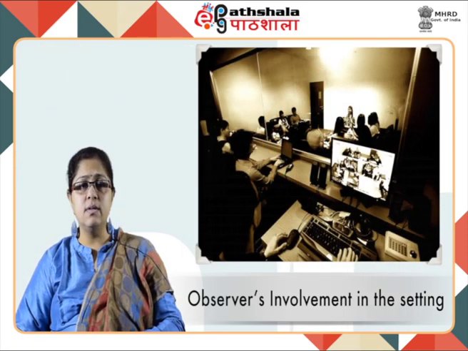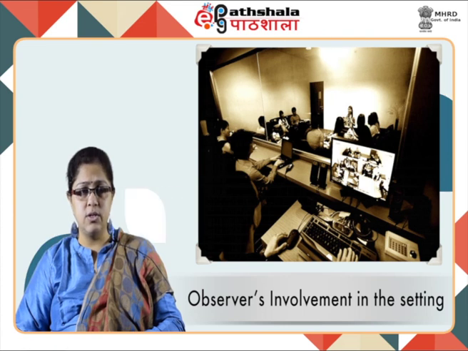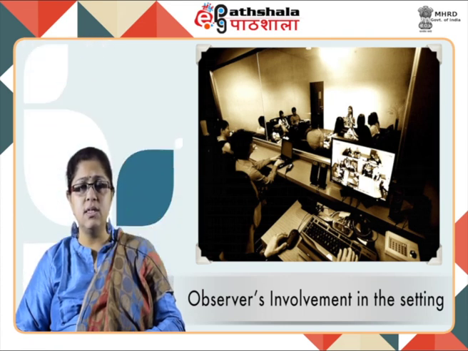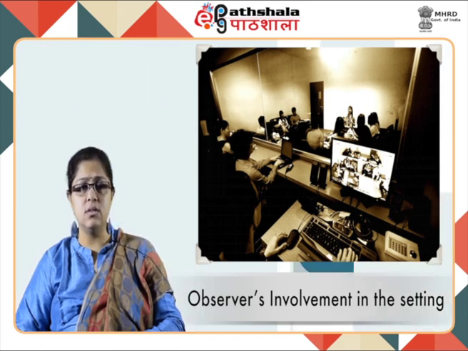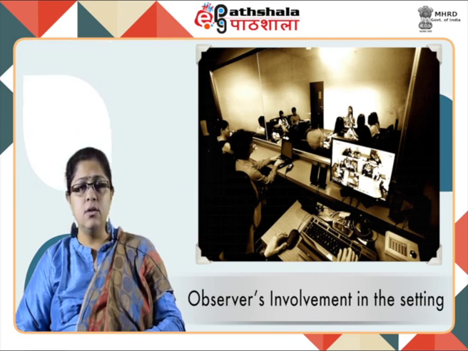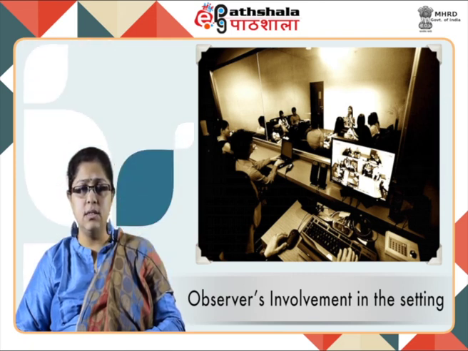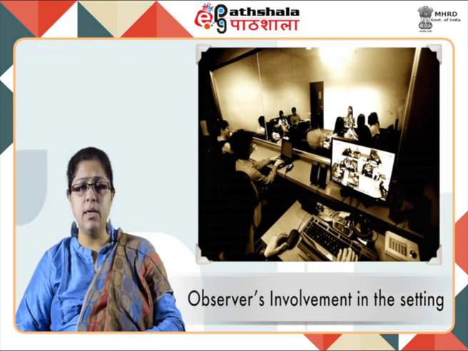Let us look at observers' involvement in the setting: the participant and the non-participant observation. The degree to which an observer interacts with the individuals under study is one of the most important considerations and determinants of the form the study will take, the quality of the data that will be collected, and the uses that can be legitimately made of the obtained results.